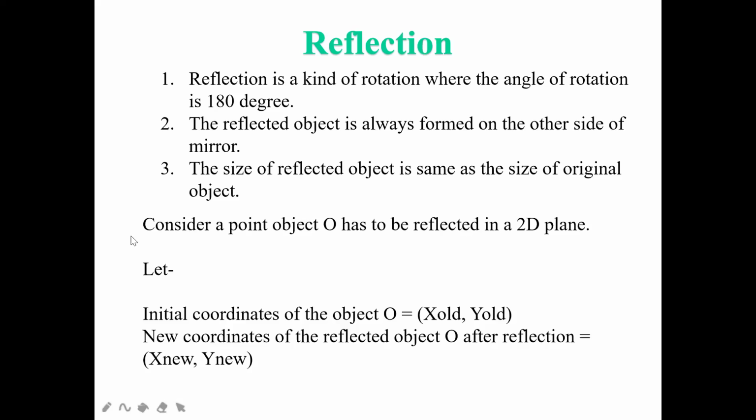Now let's consider a point, object O, and here we are going to see how we can reflect the object in a 2D plane. So the initial coordinate points of your object will be x old comma y old, and the new coordinates of your reflected object after your reflection, let's take it as x new comma y new. Fine. So these two are the coordinate values of your initial coordinates and your reflected object coordinates.